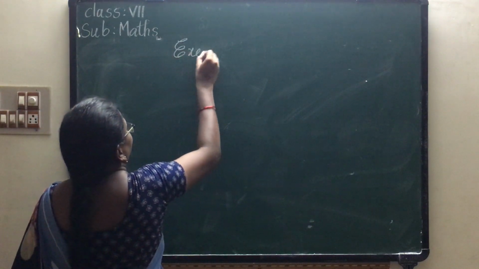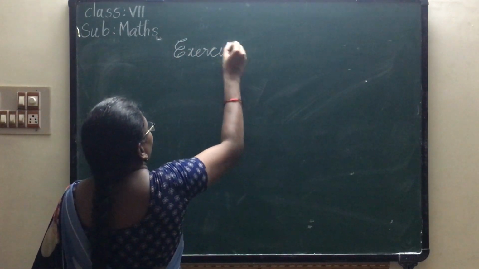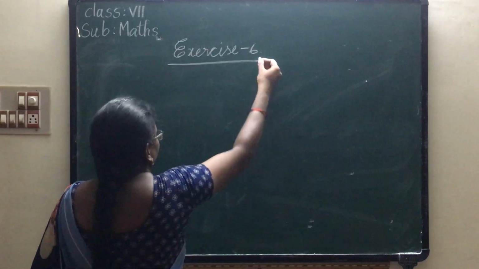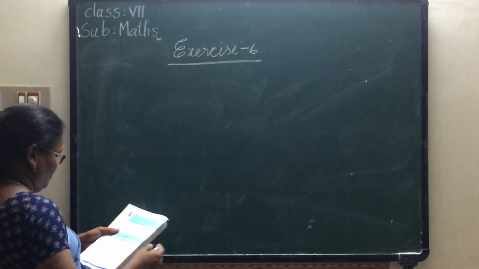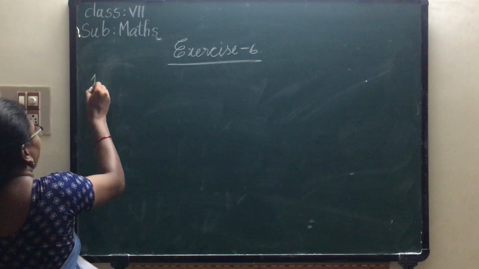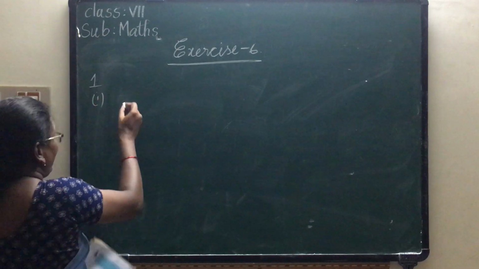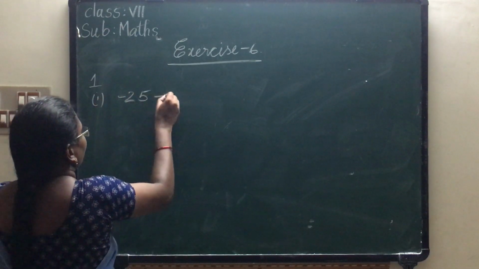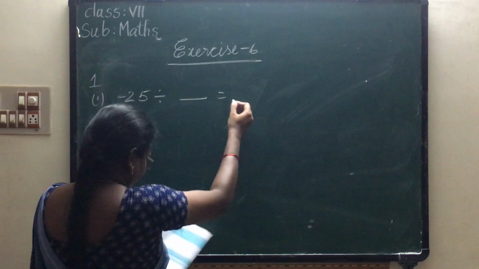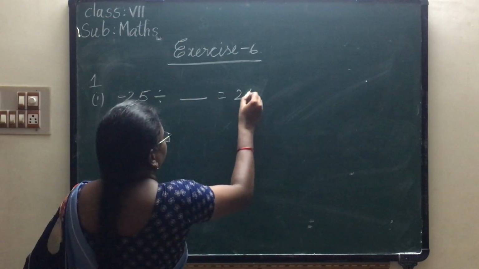Exercise 6, only blanks. Exercise 6, page number 22. Fill in the following blanks. First blank: minus 25 divided by dash is equal to 25.